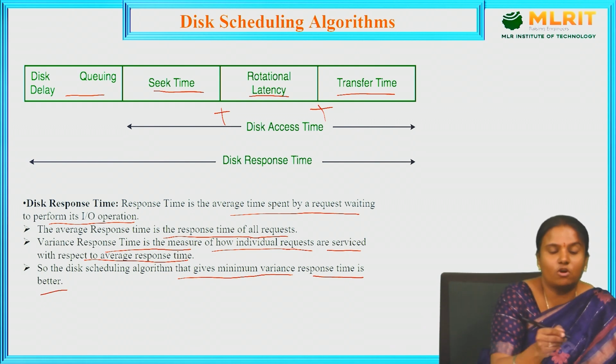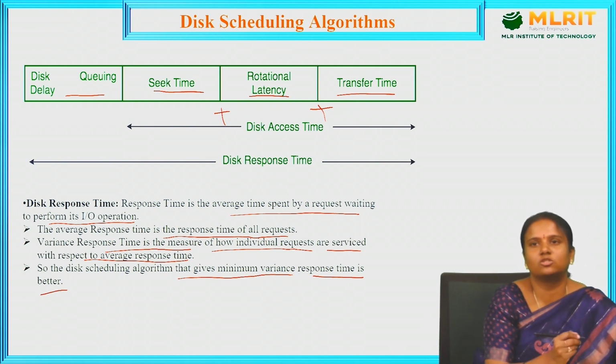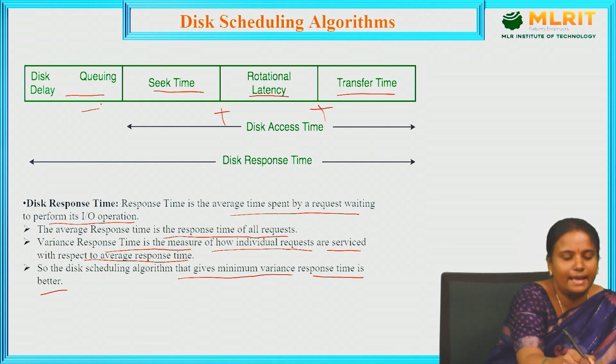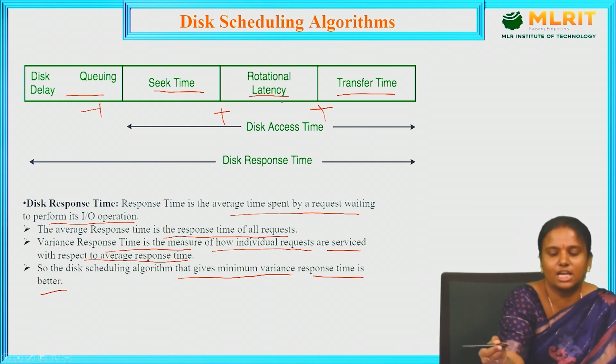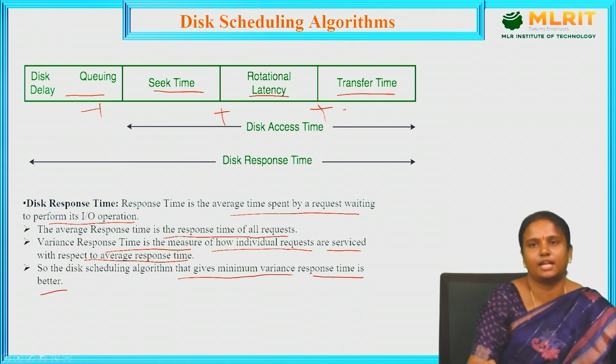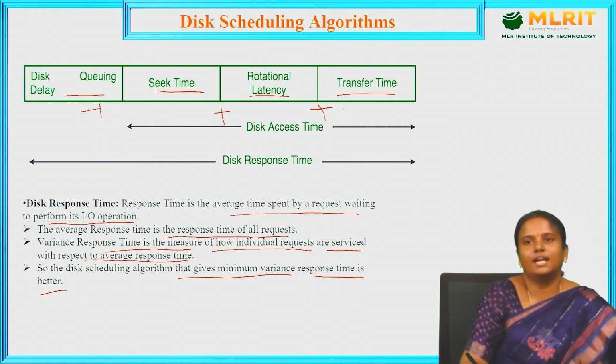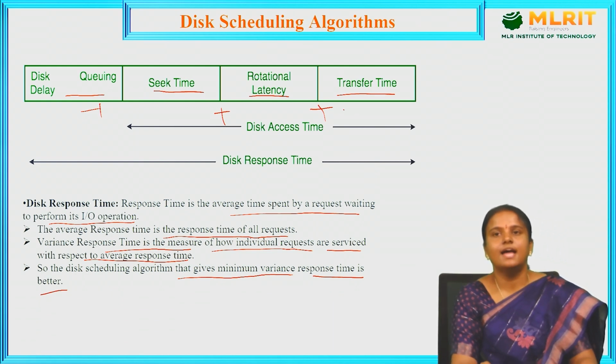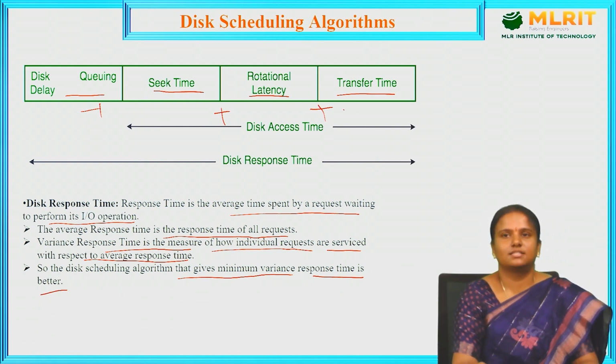Then how are we going to calculate the total disk response time? Disk queuing delay plus seek time plus rotational latency plus transfer time. So all this you calculate based on the disk responses. So this is how we calculate the disk access time and disk response time.